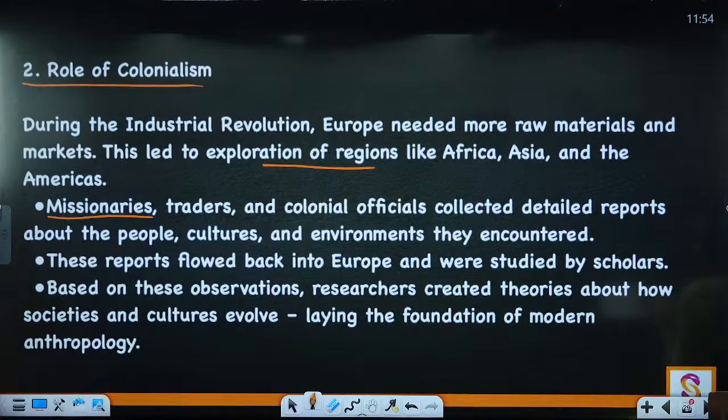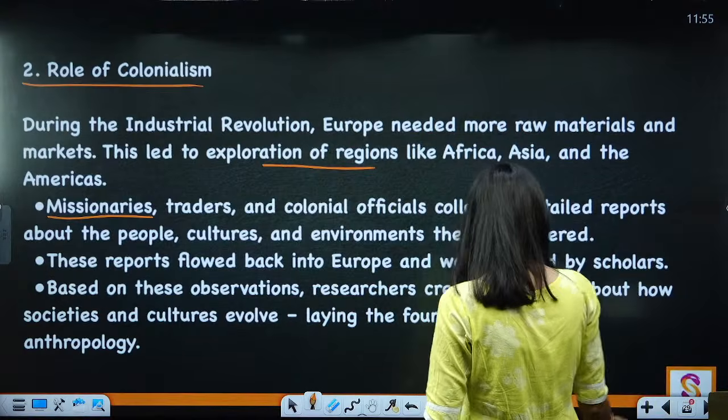They encountered different people, culture and different environment. Fine. So this is what we were having related to the role of colonialism.